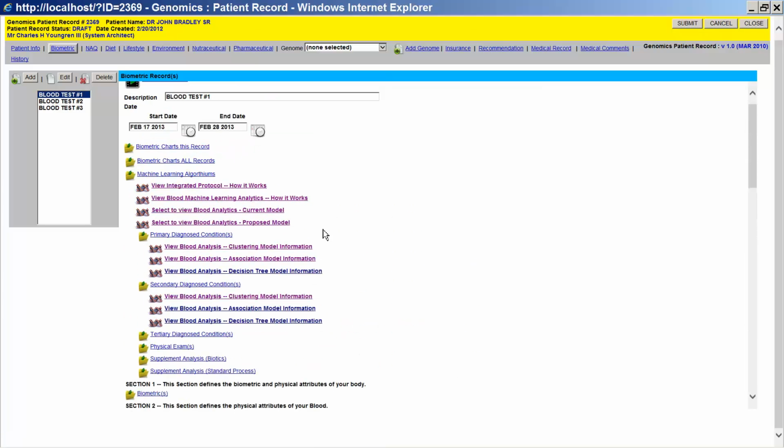This has been a brief and cursory introduction into blood analytics for the Genomics Integrated Wellness System.